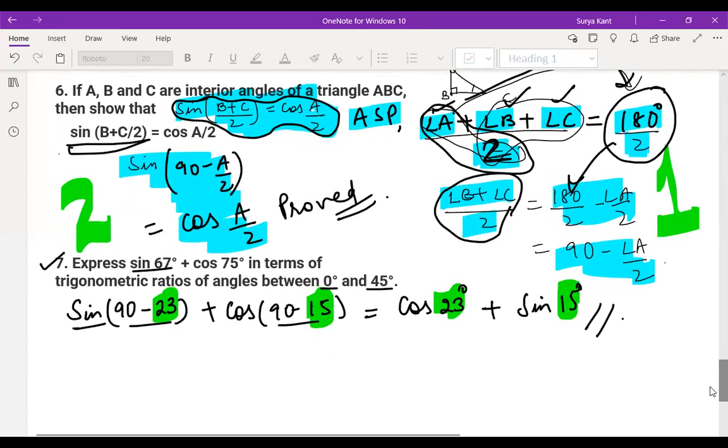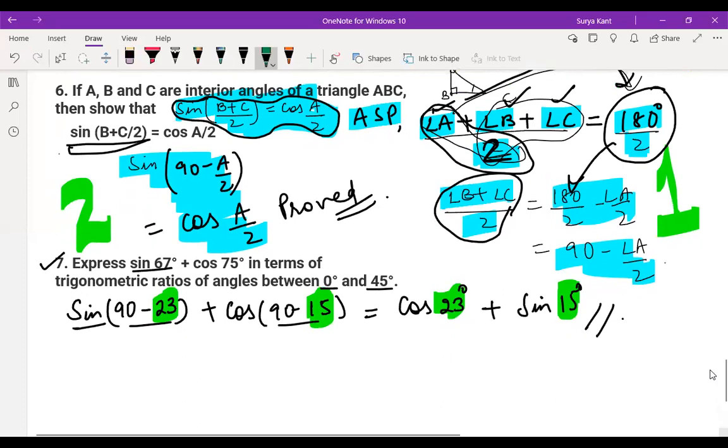See, what they're asking in the seventh one is: express sine 67 and cos 75 in terms of trigonometric ratios of angle between 0 and 45. Means this angle is there, no? 67 and 75 should be done in such a way that it should come between 0 and 45. Okay, it should come between 0 and 45.